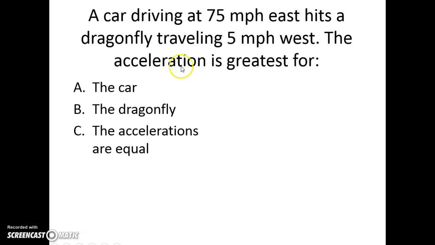Now, this is a different question. This is now asking for which has the greater acceleration. That is the effect of the force, and clearly the acceleration is going to be much larger for the dragonfly. If you're driving down the road and you hit a dragonfly, you do not notice a change in your speed. But the dragonfly certainly does, because he was going one way and now he's stuck on your car.